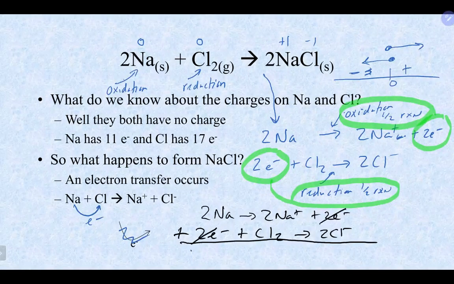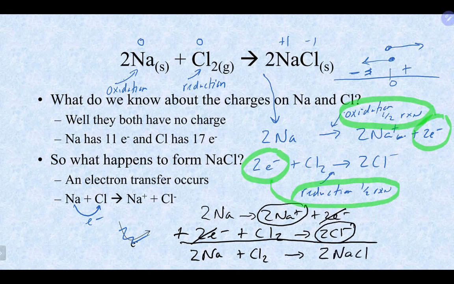Then everybody on the left-hand side stays on the left-hand side of the arrow, and everybody on the right-hand side stays on the right-hand side of the arrow. This sodium ion and chloride ion will come together to make our ionic compound of sodium chloride in this case. Any questions on that there?